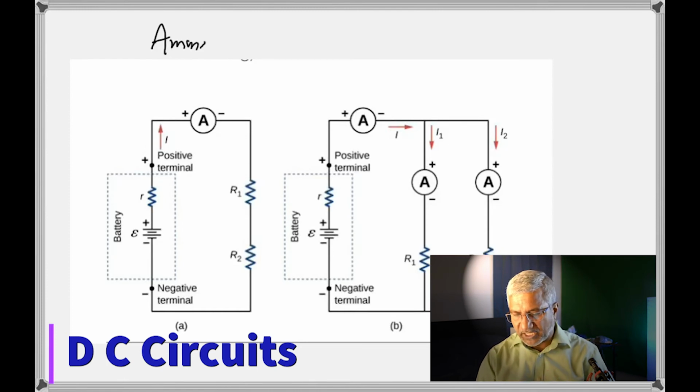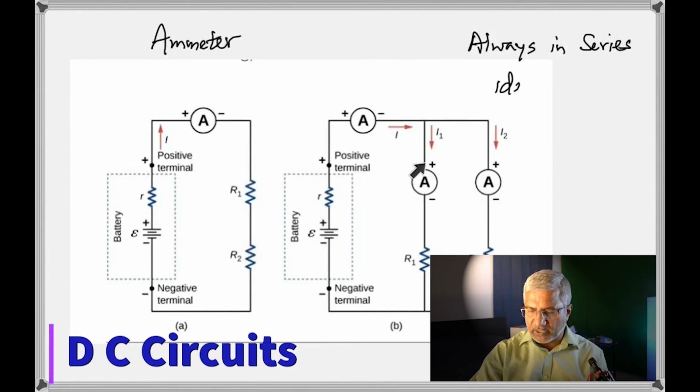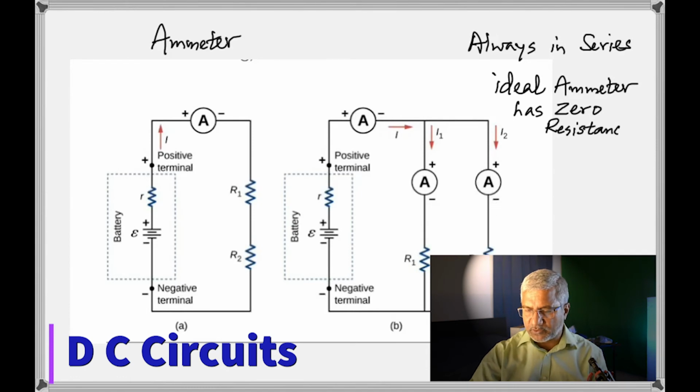So remember that. Here again, if you had another circuit like this and you wanted to measure the current through R1 and R2, you would need two ammeters, one in series with this and the other in series with this. So now you would need 3 ammeters, because you want the current through the battery, the current through R1 and the current through R2.